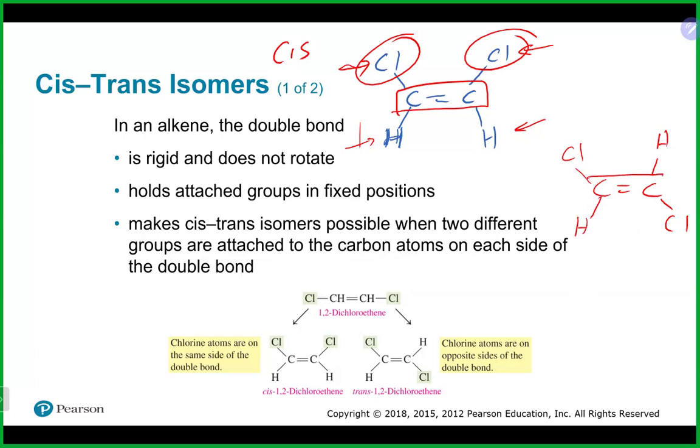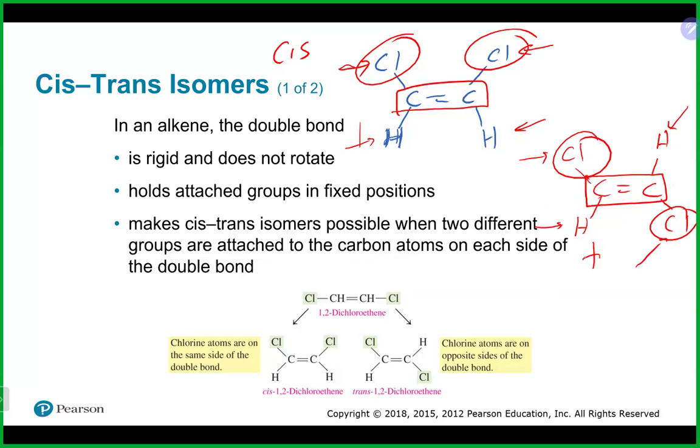again, isolating the double bond here, that and that is different. This guy and this guy is different. So that allows us to have cis or trans. When we look at, say, the chlorines, for example, they are on opposite sides of the double bond. One's up, one's down, and that would be our trans.